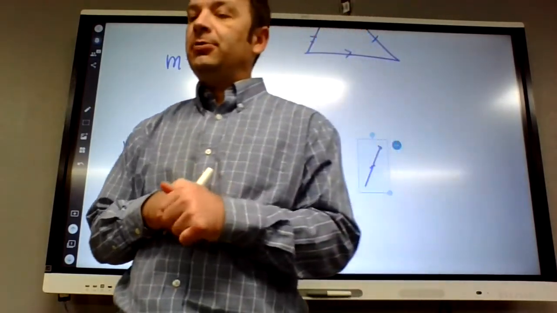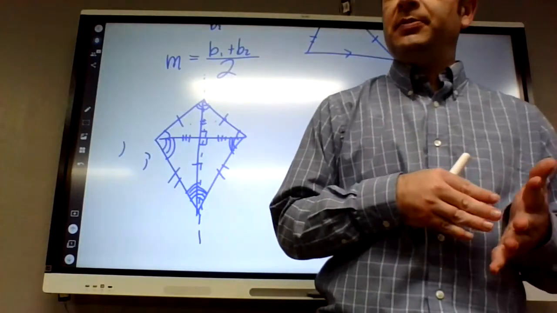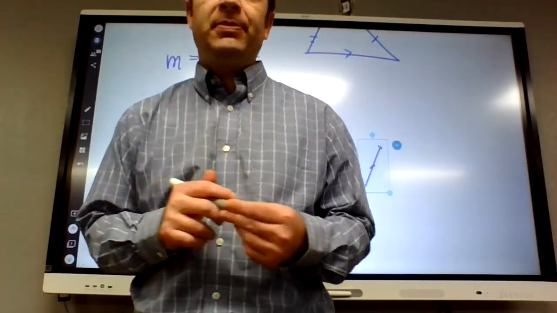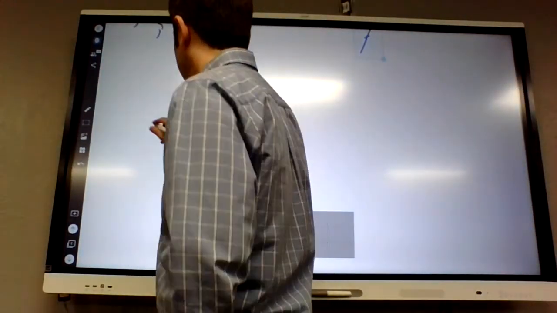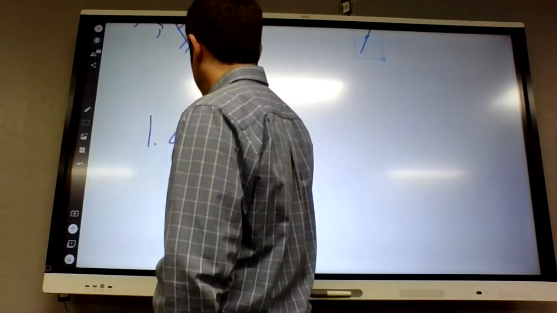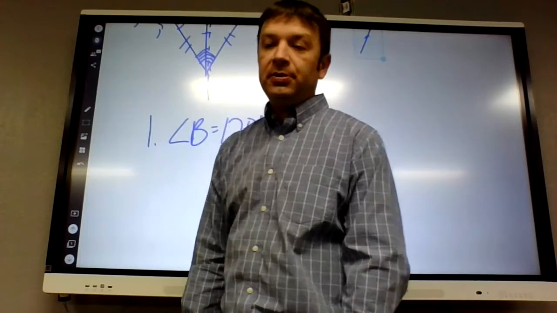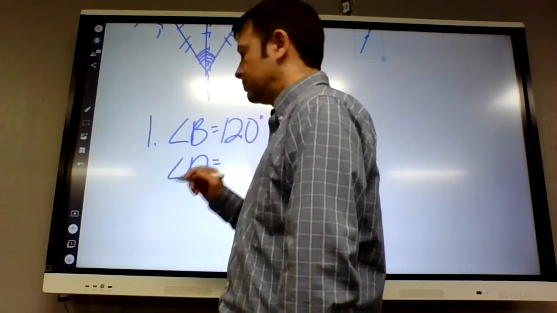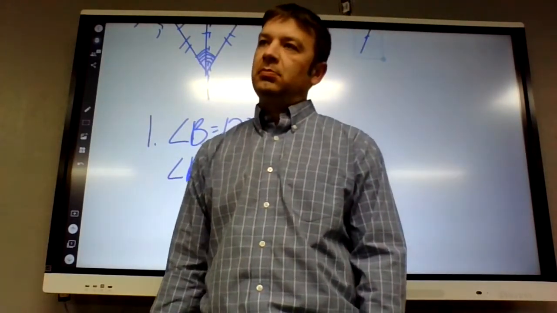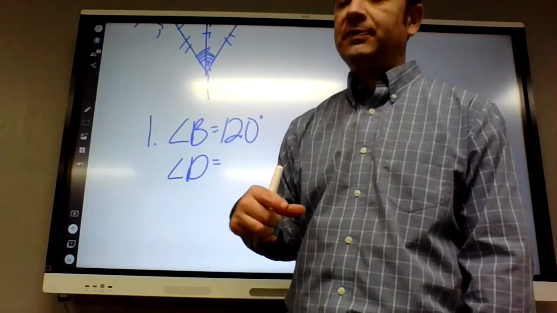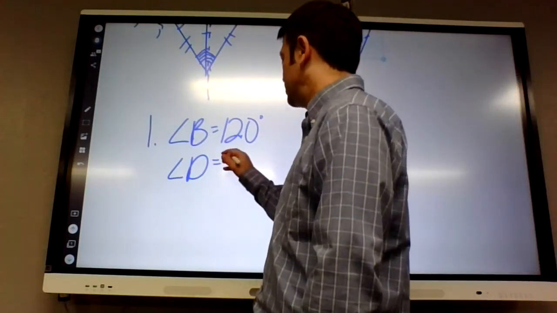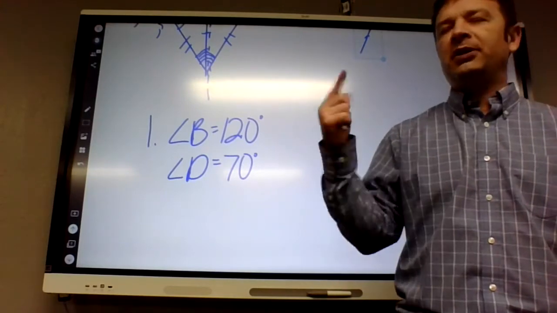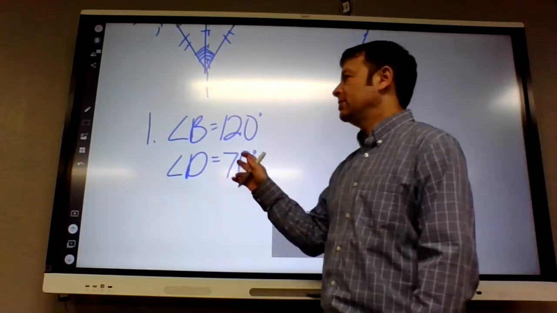But angle B, what do we know about angle B and C? They're supplementary. They have to add up to 180 because they're same side interior angles between parallel lines. So Issa said 180 minus 60, which is 120. Okay, and then angle D, how could we find angle D? 180 minus 110, because those two angles have to add up to 180, just like B and C. So 180 minus 110, 70. What else do we know about the angles of a quadrilateral? What do all the angles in a quadrilateral have to add up to? 360. Keep that in mind for later.